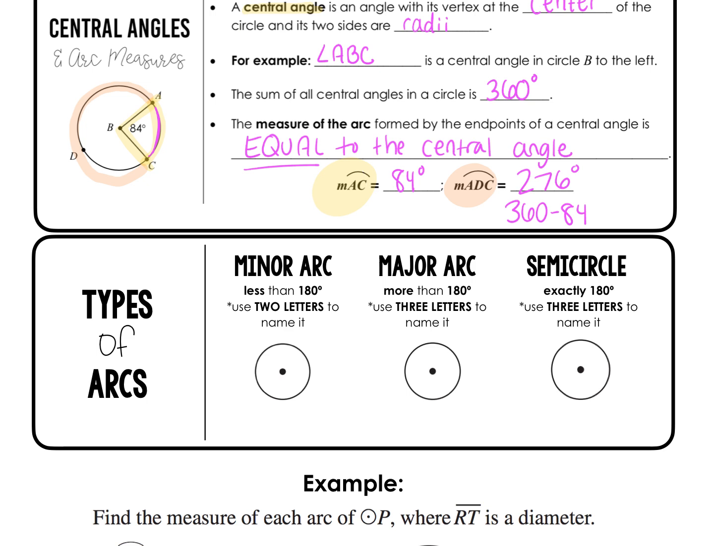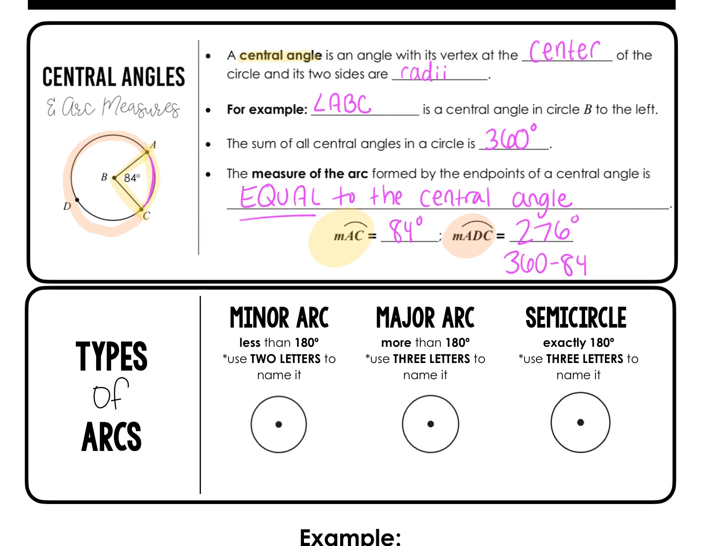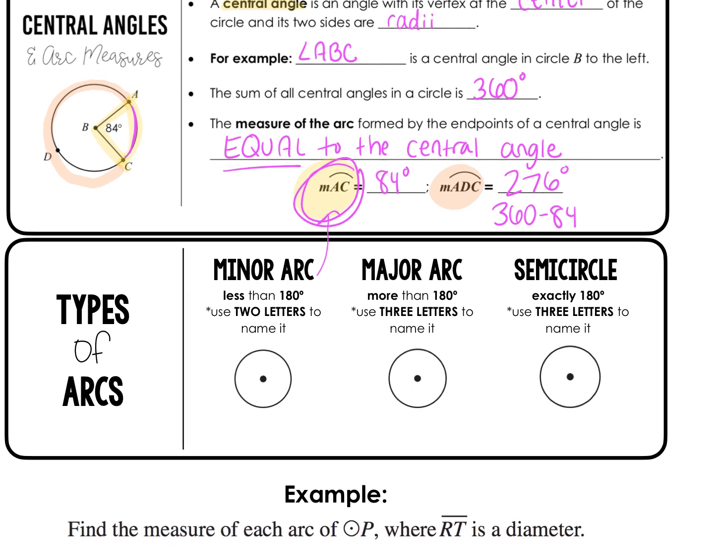This next little box is explaining different types of arcs. We already talked about this a little bit in terms of the notation up here. A minor arc is less than 180 degrees. You only need 2 letters to name it. If I pick 2 points on the circle, A and B, this would be the corresponding minor arc. I could call that AB or BA, it doesn't matter. You just put a little arc over it, meaning you're talking about the outside of the circle. A major arc is more than 180 degrees.